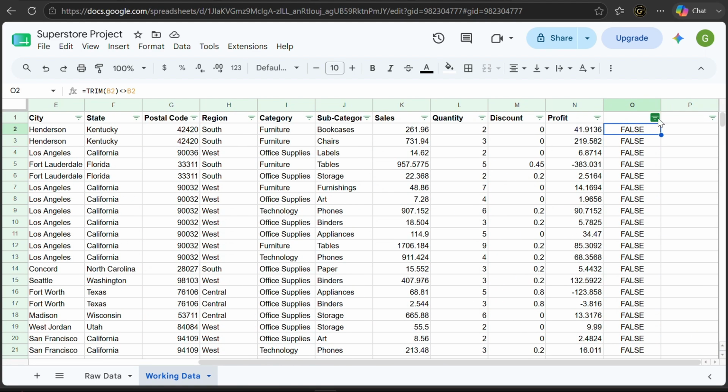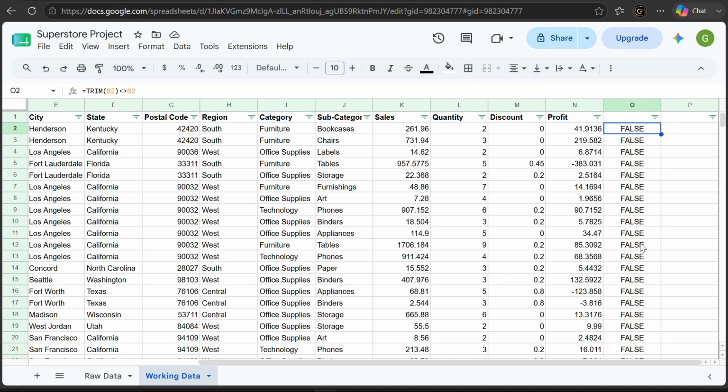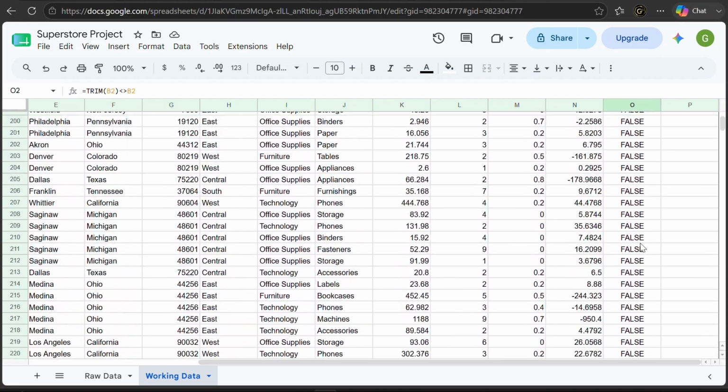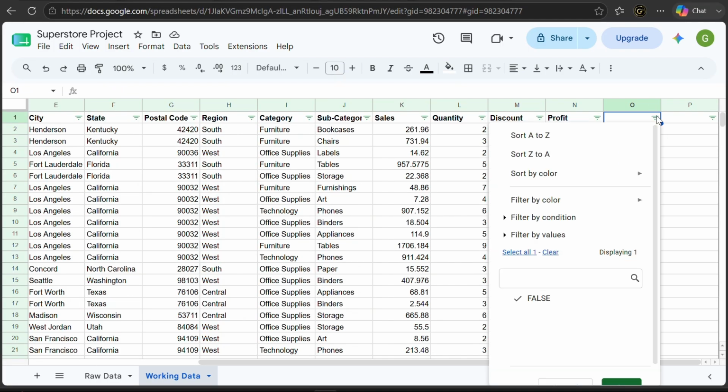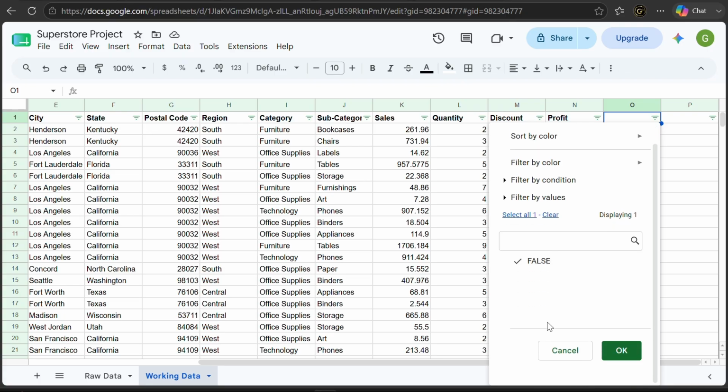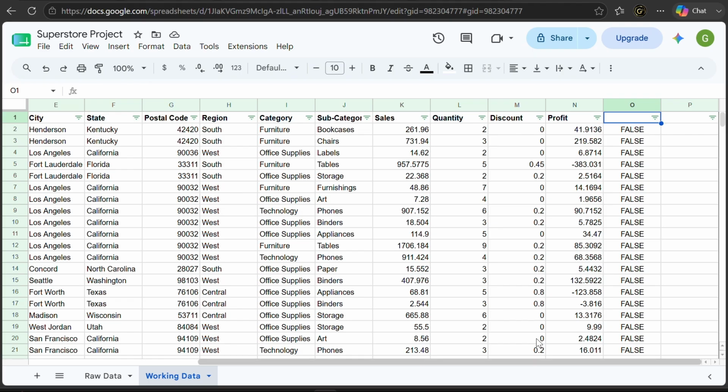But how sure am I that it's only false, because I cannot scroll through all 9,000 and something? So I'm just going to show the importance of the filter again. I'm just going to come to this filter and see my only value here is false. If there was true, then I'd see true also. So yeah, I think that particular column is okay.